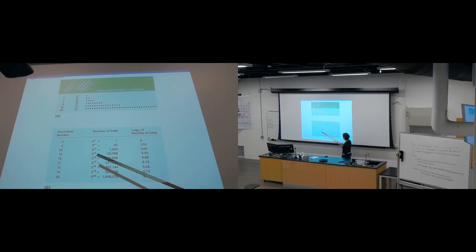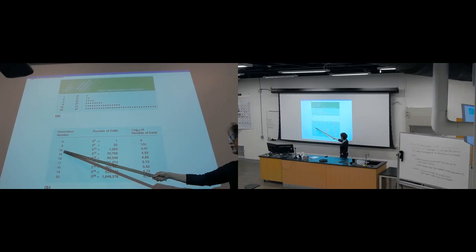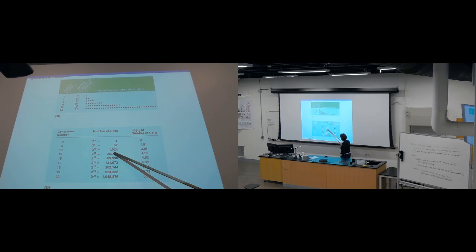Now, if you leave the bacteria to grow for 10 generations, it's going to give you 1,024 bacteria. At 15 generations, 32,768, and so on, until in the 20th generation you have over 1 million. So it will be 1,048,576, or a log 10 of 6.02.